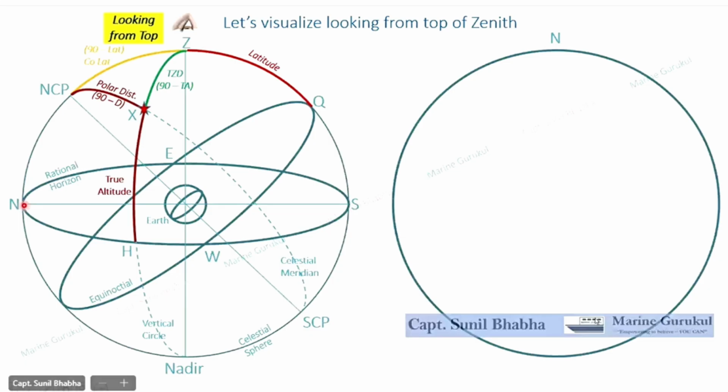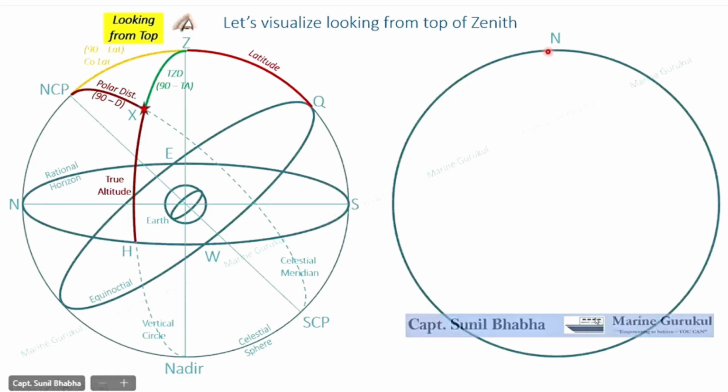Now you see we have this north point on the rational horizon. As per our sign convention, we show this north point on top of our rational horizon diagram. It matches up with our charts also. We have the north direction represented upwards. So here also in the rational horizon diagram, we represent the north direction up.